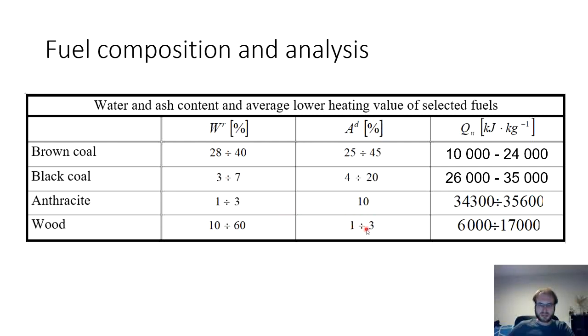For wood, it has very small ash content, but its water content can range quite significantly, from just around 10% for completely dry wood after having it stored, for example, in a barn or in some dryer for a longer period of time, to 60% in the state when you just chop the tree and want to burn it.